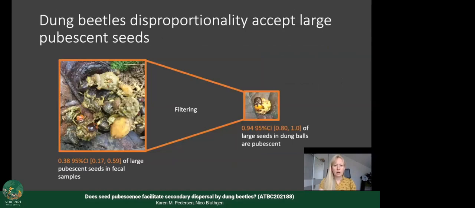We can also look at how many individual seeds in the defecate are pubescent if they are in the largest quartile, and how many of the seeds in the largest quartile that are pubescent are in dung balls. 38% of large seeds in dung are pubescent, but 94% of large seeds in dung balls are pubescent. And this does suggest some active filtering on the part of the dung beetle.